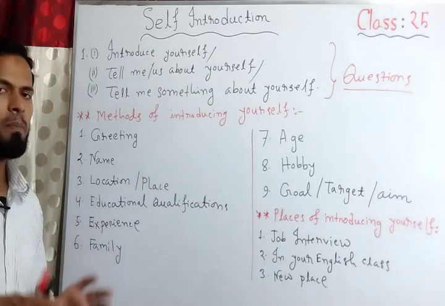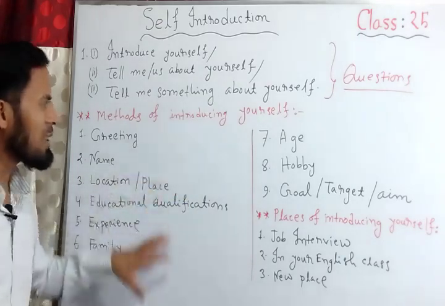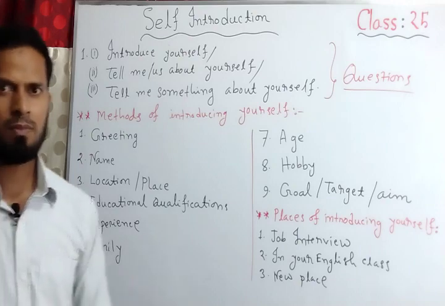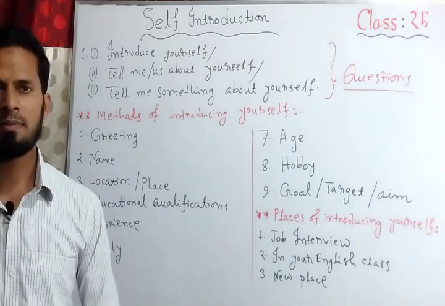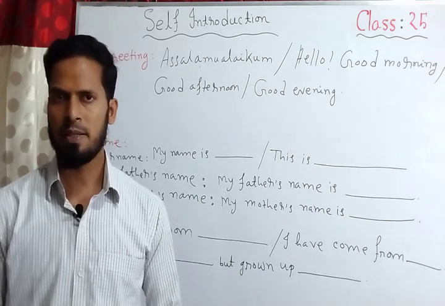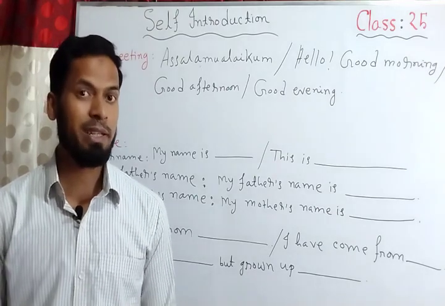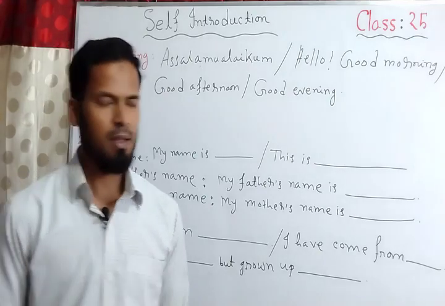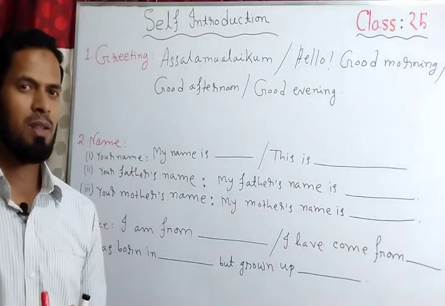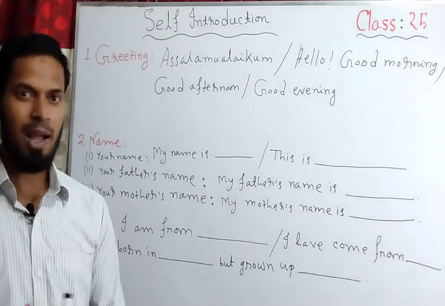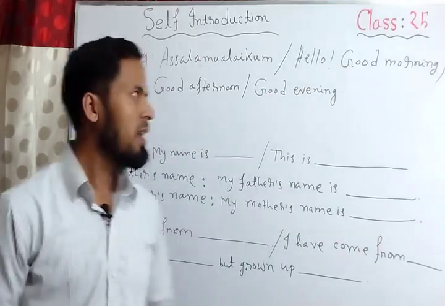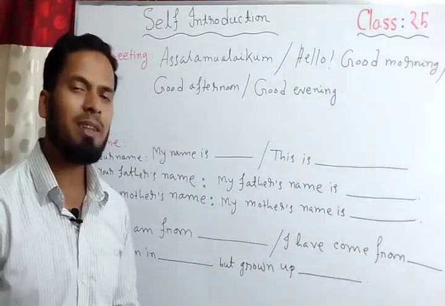So now I will try my best to explain all these items clearly. How can you introduce? Now I will start one after another. When we start to say something about ourselves, firstly we have to say greetings. And how can you say our greetings? Who are Muslims? They will say Assalamu alaikum. First one, they will say what? Assalamu alaikum. And if other religion, they can say hello, good morning, hello, good afternoon, hello, good evening.